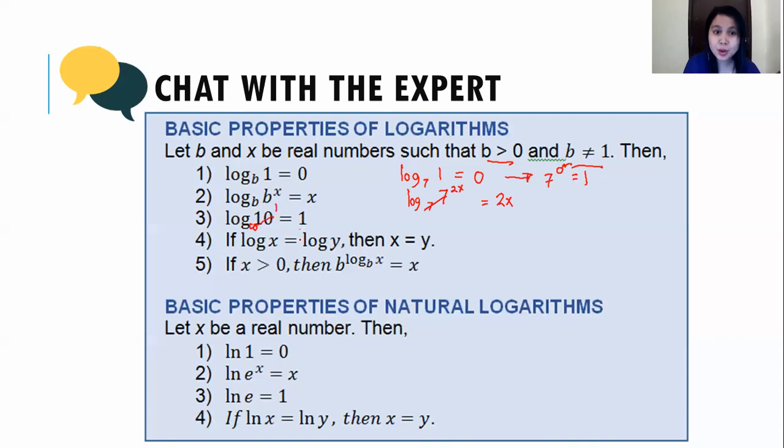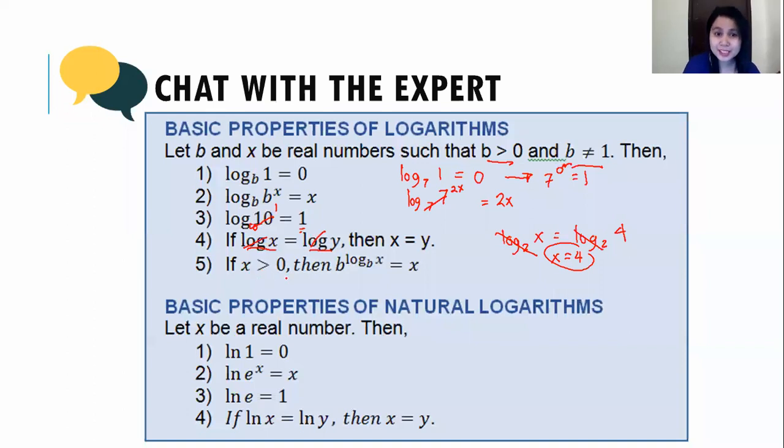The answer is 1. Next, when we have log x is equal to log y, on the same base, you cancel the logarithmic sign, then x is equal to y. Example, log 2 of x is equal to log 2 of 4. Same base, so cancel the logarithmic sign. The answer will be the anti-logarithms. X equals 4.